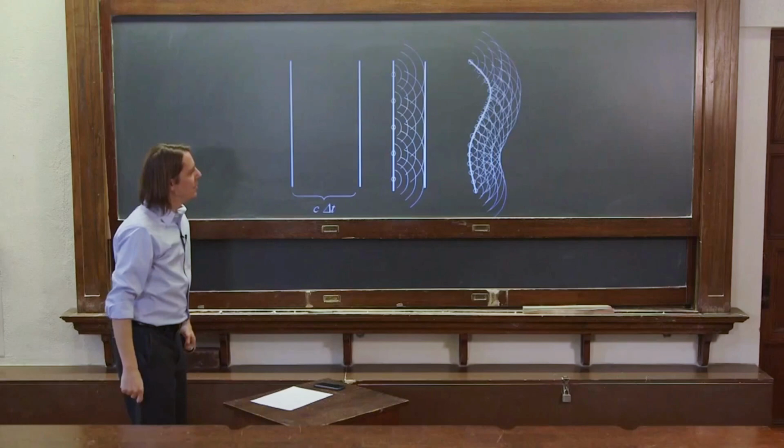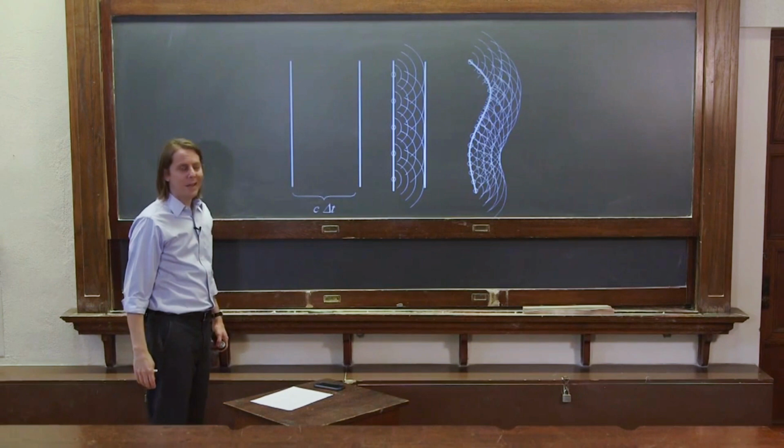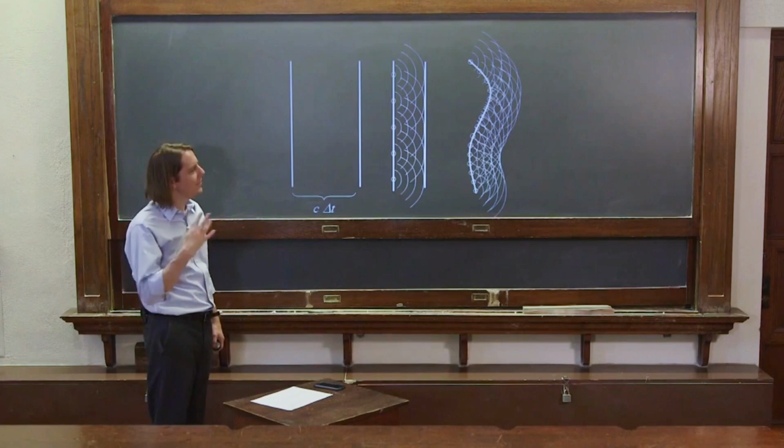These are called Huygens wavelets or Huygens waves. And we're actually going to use it a lot more than just in geometrical optics. We're going to use it further into the course. So you want to get that picture, that idea in your mind.